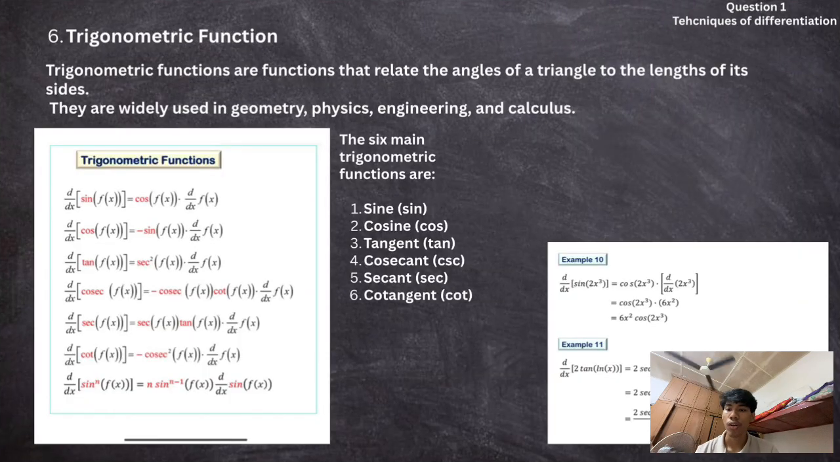Number 6 is the trigonometric function. Trigonometric functions are functions that relate the angles of a triangle to the lengths of its sides. They are widely used in geometry, physics, engineering, and calculus. The 6 main trigonometric functions are: first sine, second cosine, third tangent, fourth cosecant, fifth secant, and sixth cotangent. There are a lot of formulas in trigonometric functions you need to remember.